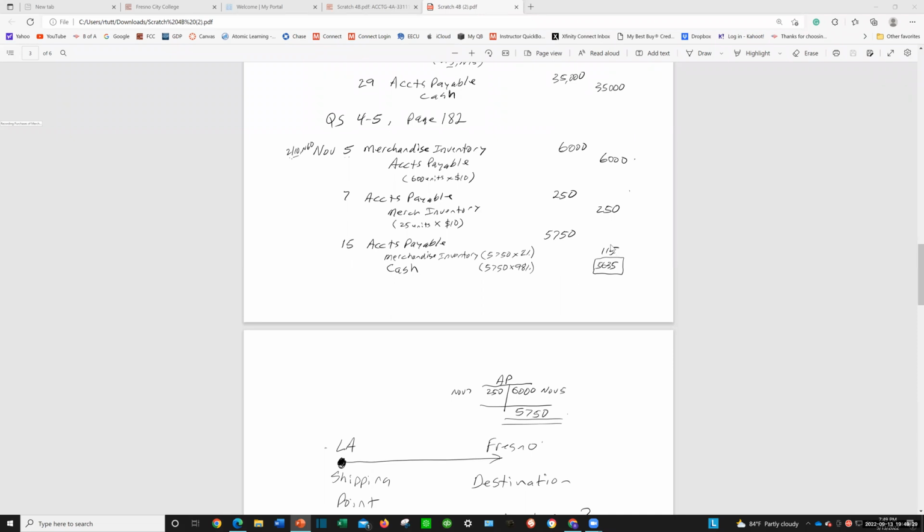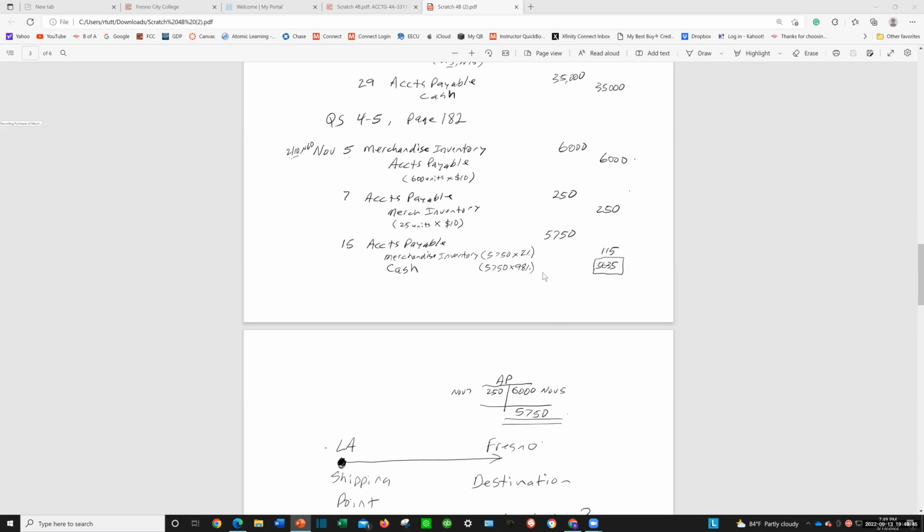Again, why did we reduce the merchandise inventory for the discount? Because it didn't cost as much as we thought. It didn't cost as much. So we're going to credit that merchandise inventory.